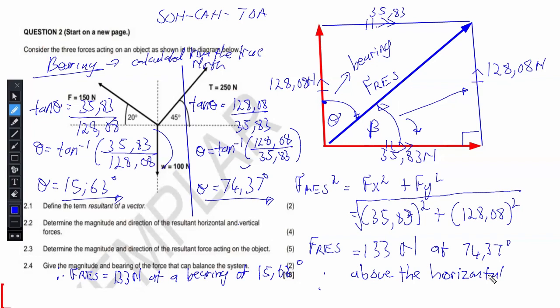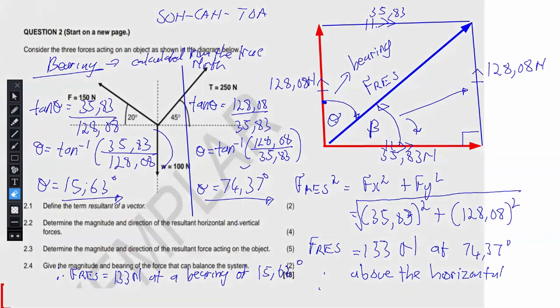So both these angles are correct. That's what I wanted to clarify here. Both these angles are correct. It's just the point of reference that is not the same. Okay, so I hope I made my point clear with that one. So make sure that it does not confuse you anymore. Okay, then let's go to 2.4.